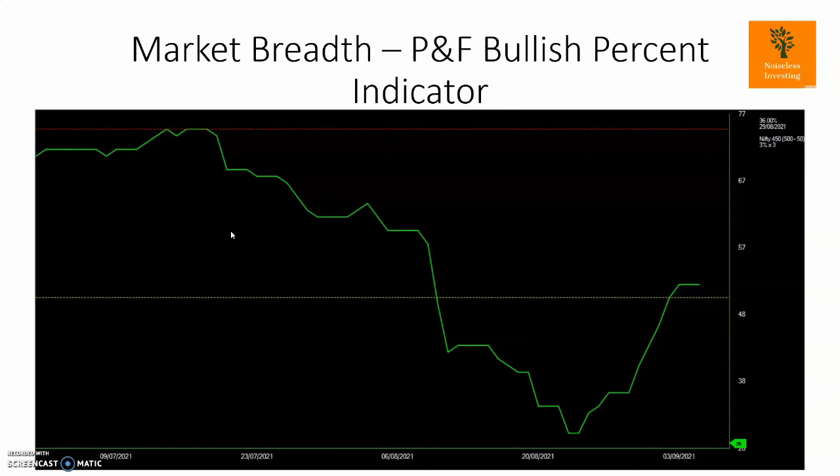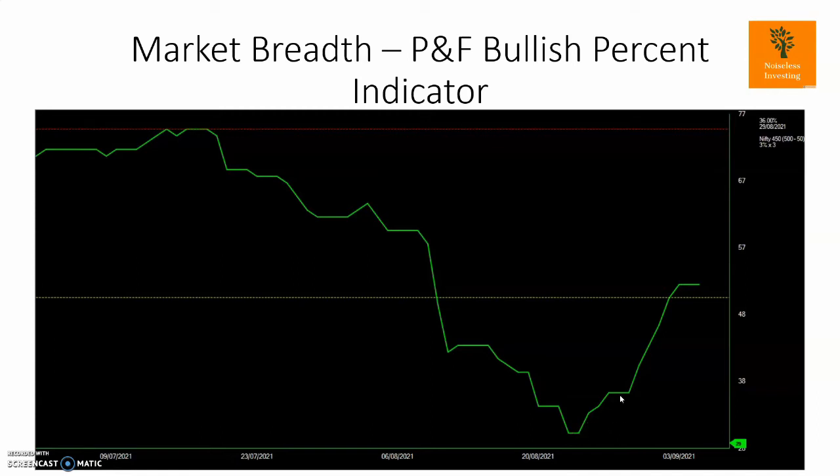Let us now discuss the market breadth. I use the point and figure bullish percentage indicator, and this basically shows me how much percent of the stocks in the universe that I select are going up or going down. Around 22nd August, it touched 30. That means that only 30% of the stocks were moving up, and the rest of the 70% of the stocks were going down.